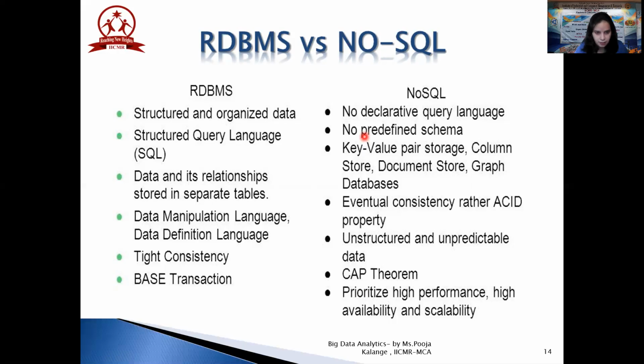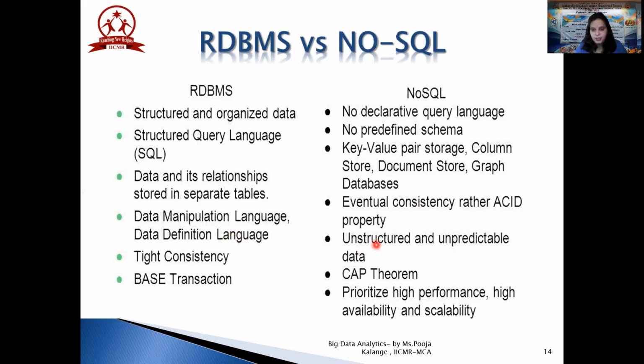in terms of NoSQL. Then the data and its relationships in RDBMS are stored in the form of separate tables, as column and row pairs. But in the case of NoSQL, there are four types, as I told you: key value pair storage, column store storage, document store, and graph databases. In RDBMS, we use data manipulation language and data definition language, but no such concept is used in NoSQL. We have the ACID properties in the RDBMS, but here we have eventual consistency, or the BASE properties, in NoSQL.